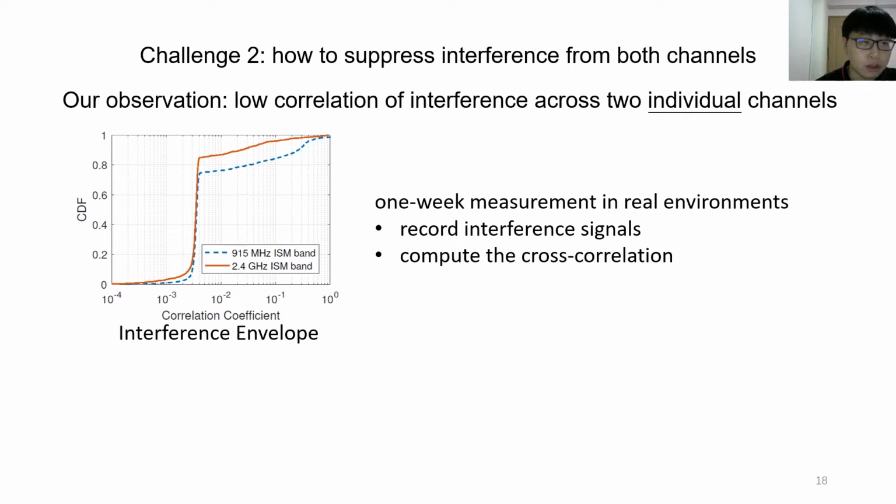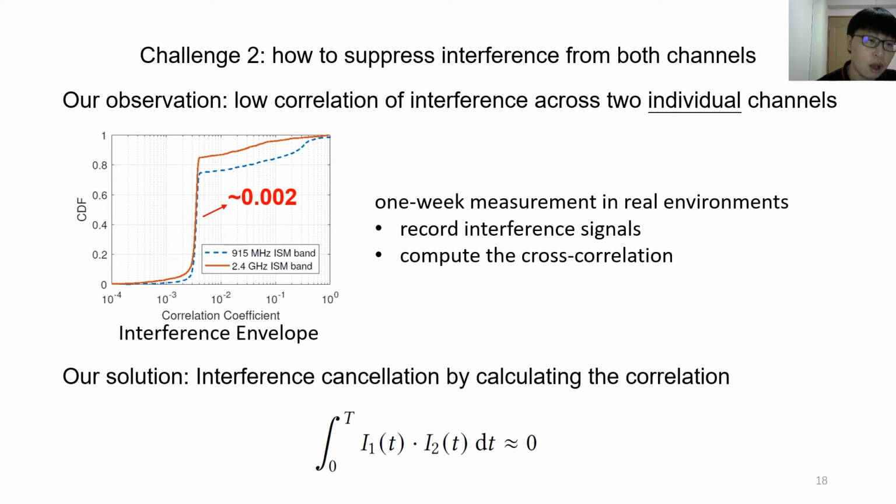We address this challenge from our observation. The interference across two individual channels has no correlation. To verify this, we conduct experiments to record the interference signal from the two individual channels, and then we compute the correlation between the two channels. This figure shows the result, and we can see the correlation is pretty low. So our solution can cancel the interference by calculating the correlation.